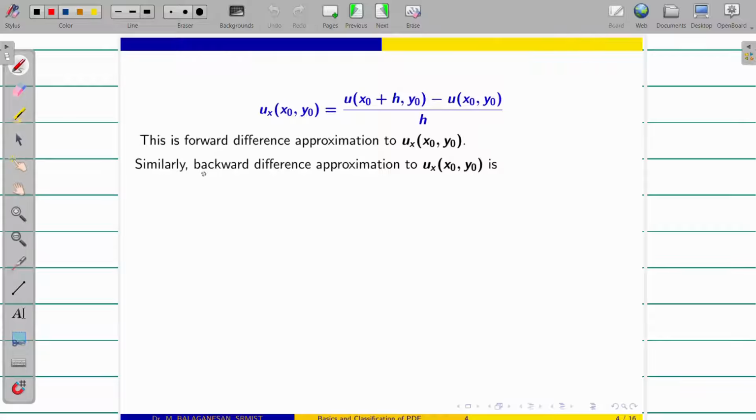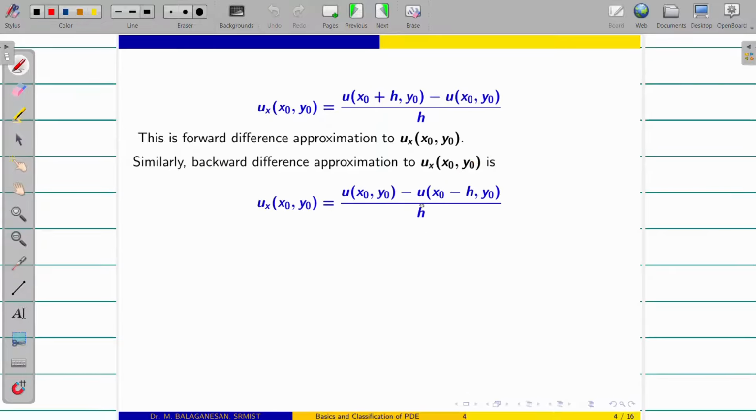Similarly, we can find the backward difference approximation for u of (x0, y0). In the forward difference, we are going to fix y and there will be variation in x. In the backward difference, we have to fix x and there will be variation in y. That's what it means. Look at that.